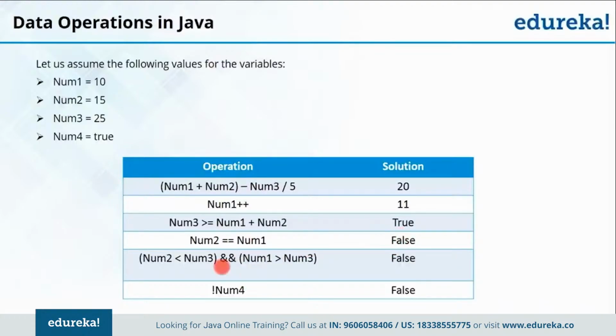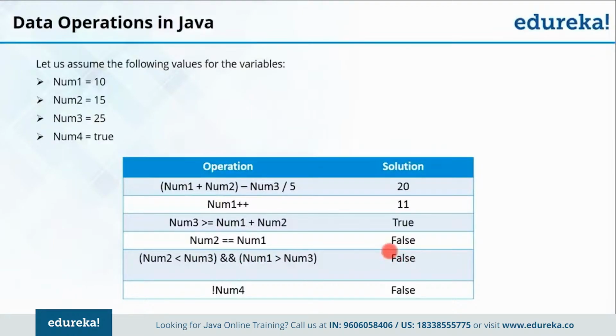And finally, you're using a logical AND operator here. So is num2 lesser than num3? Yes, it is. 15 is less than 25. So one of my conditions is true. Then when you come to the right hand side of the operator, is num1 greater than num3? No, that is false. Therefore, I have true and I'm going to perform an AND operation with a false value, and this is going to give me a false output.